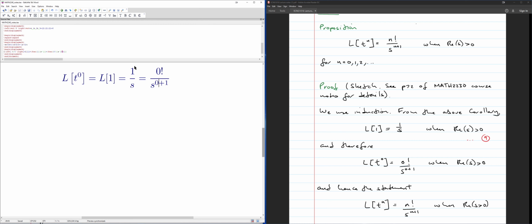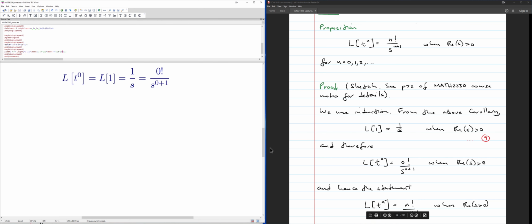And this 1 on s I can rewrite. For example, the 1 I can write as 0 factorial, right? So I can write the 1 as 0 factorial here. And this is s to the power 1, which I can write as 0 plus 1, right? So what I have is Laplace of t to the 0 is equal to 0 factorial on s to the 0 plus 1. And that's actually of this form, right? Okay, so we just proved that this statement is true when n is equal to 0, right?